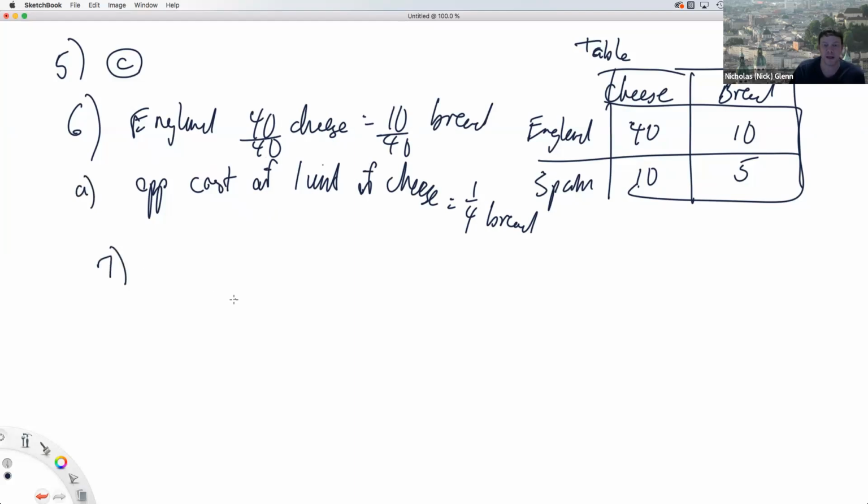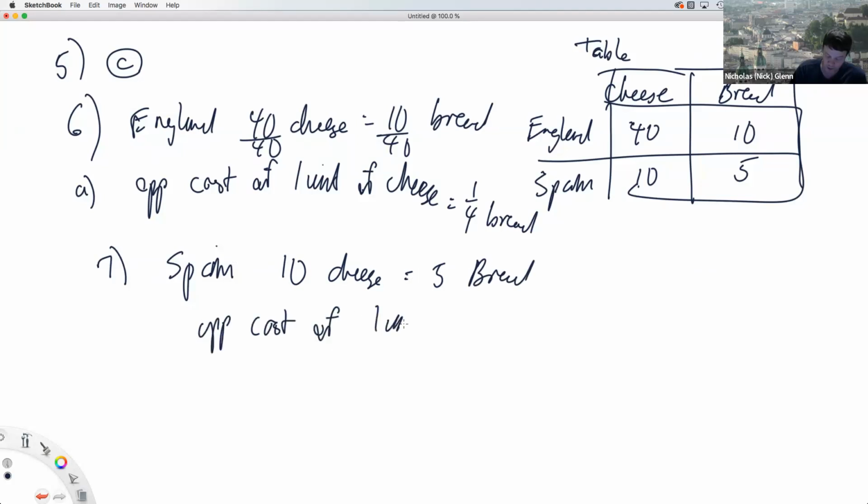Now, question 7: England should specialize in production of what? Well, they should find what they have the comparative advantage in. So let's find Spain's opportunity cost for cheese, and then we can determine who should do what. Spain can either make 10 cheese or 5 bread. So to get that in terms of opportunity cost of 1 unit, we'll divide both of these by 10. That gives us 1 cheese, and what that's going to be is 1/2 of a unit of bread.